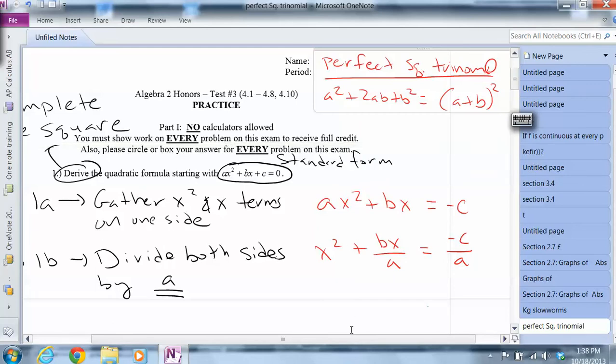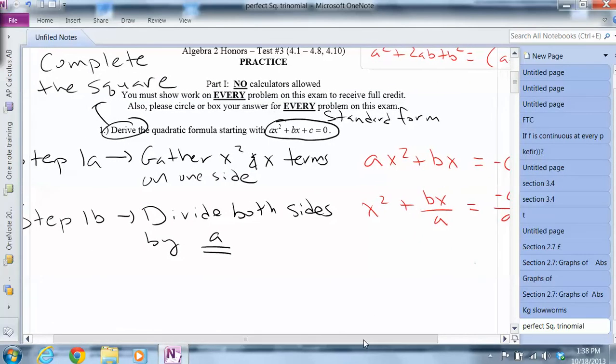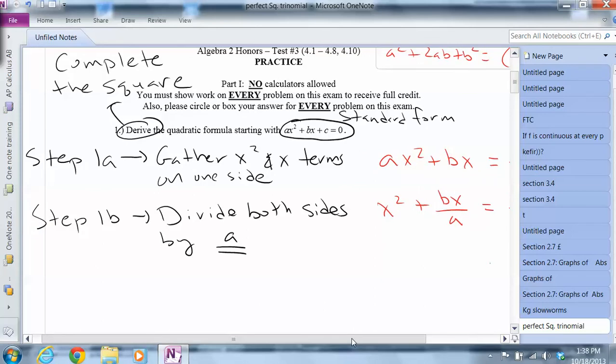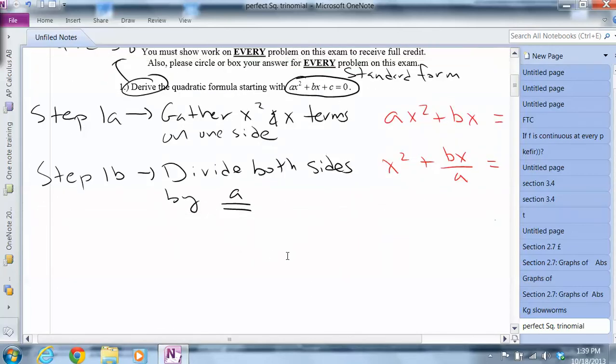By the way, why do I think I call it step 1a, 1b? Do you have to do step 1a first? Not necessarily. You could divide by a first and then gather the x squared and x terms. It could be, but if you divide everything by a first, you have x squared plus bx over a plus c over a, then move the c over a to the side. So it's kind of interchangeable. All right. So now we're going to move on to step 2.